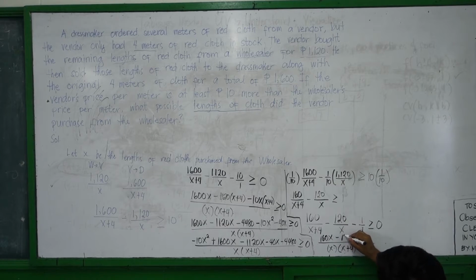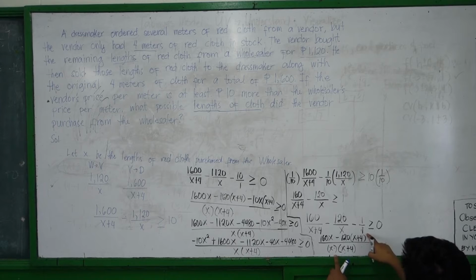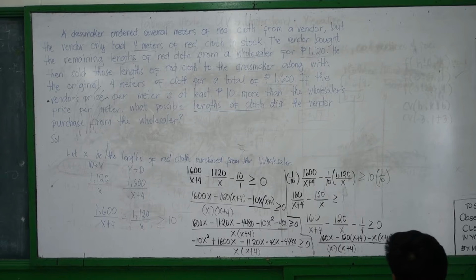Okay, 120 times x plus 4. Now here, the smallest factor, there is a 1 there, right? But it did not change, so we cancel the 1. So 1 times x, we copy the symbol there. So that is x. 1 times x first, then x plus 4. So that is greater than or equal to 0.